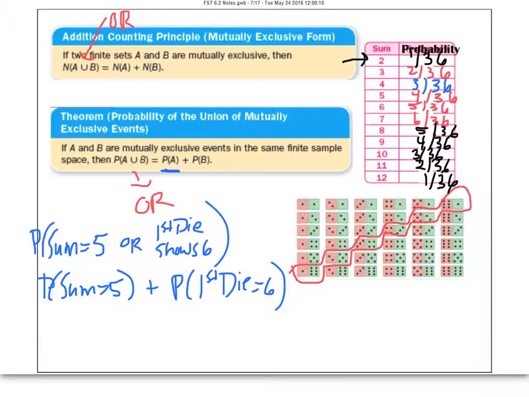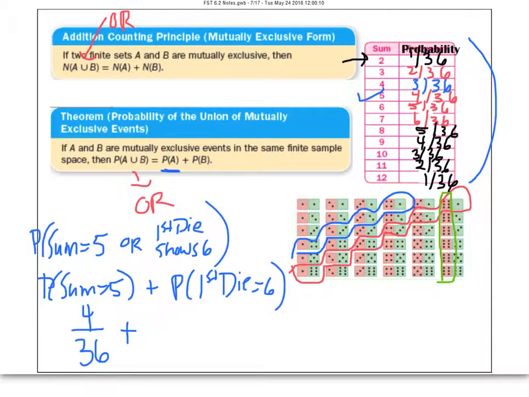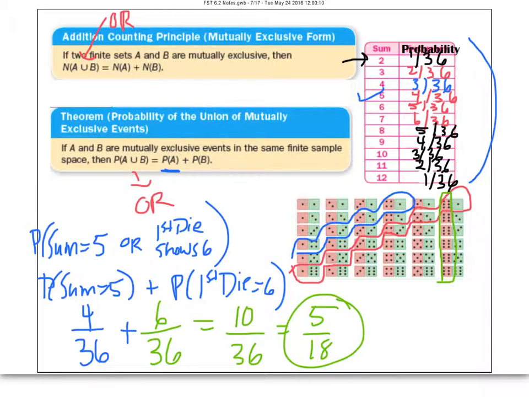Okay, the sum is a 5. I can either look at our table here, or if I look at the dice, the sum of 5 is going to be these 4 right here, which makes sense. We said 4 out of 36. Then I'm going to add to it that the first die is a 6. So if I look at the scenarios where the first die is a 6, it's going to be here. The first die is a 6 in 6 out of 36 cases. If I add those together, I get 10 out of 36, and then this can simplify to 5 out of 18 as a final answer.